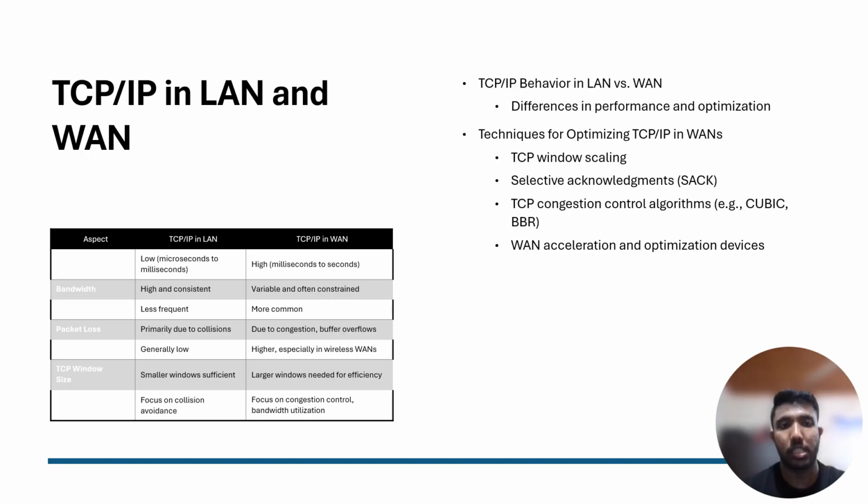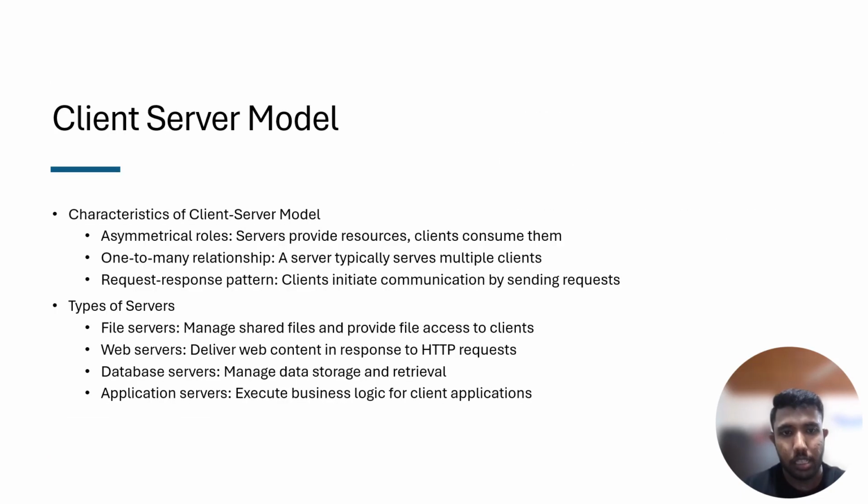In wide area networks, latency is much higher, milliseconds to seconds. Bandwidth may be variable and constrained. Congestion is common, and packet loss occurs due to congestion and buffer overflows. Error rates are generally higher, especially in wireless wide area networks. TCP requires larger window sizes for efficiency, and optimization focuses on congestion control and bandwidth utilization. We'll move on to the next slide.